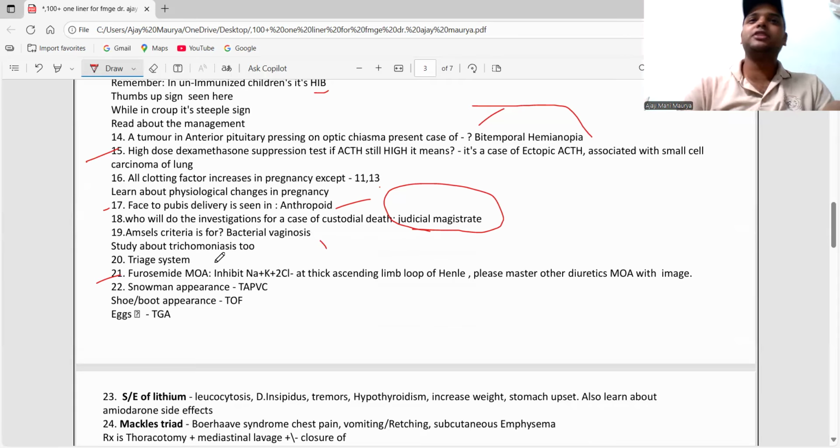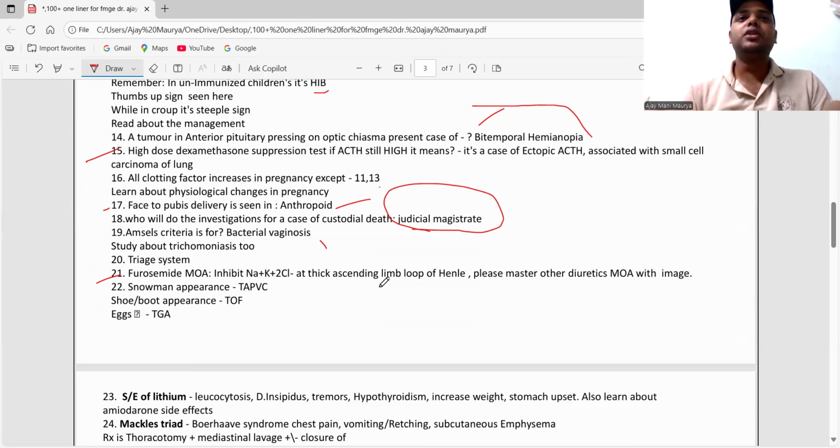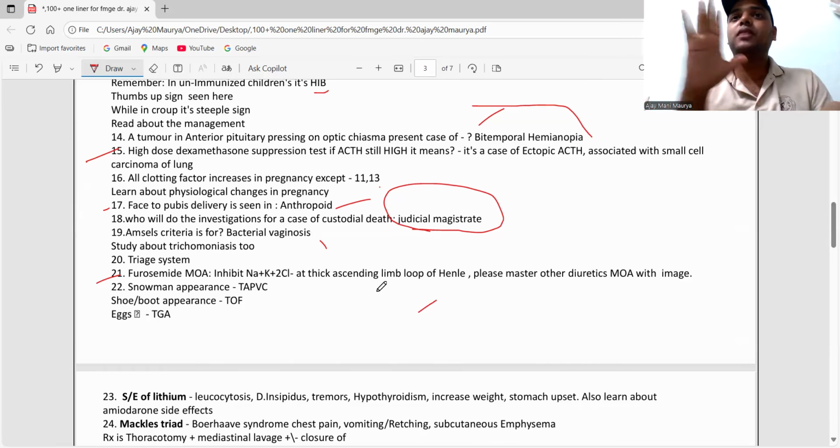Now, potassium-sparing diuretics, everything. I explain this in my notes very clearly with a neat diagram. Now, where is mannitol acting, loop diuretics, where is chlorthalidone acting, where is acetazolamide acting? You have to know everything, so please try to master that one.